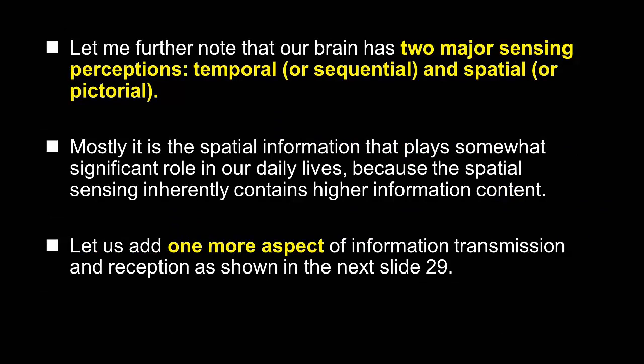Let me further note that our brain has two major sensing perceptions, temporal or spatial. Temporal is sequential and spatial is pictorial. Mostly, it is the spatial information that plays a significant role in our daily lives because the spatial sensing inherently contains higher information content. Let us add one more aspect of information transmission and reception as shown in the next slide.